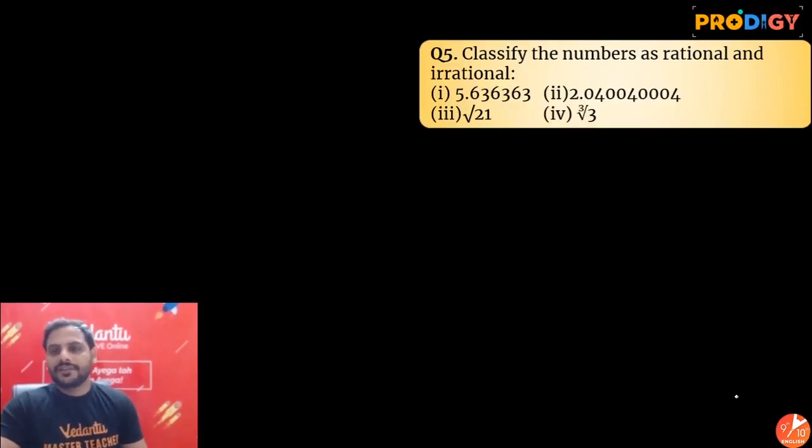Next one, classify the numbers as rational and irrational. So look, first one, let's see this. In the first one, many students make this mistake here: 5.636363.